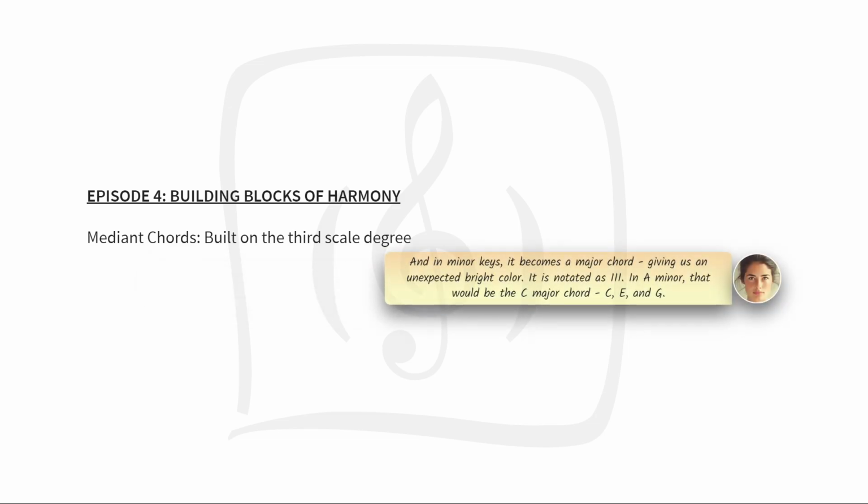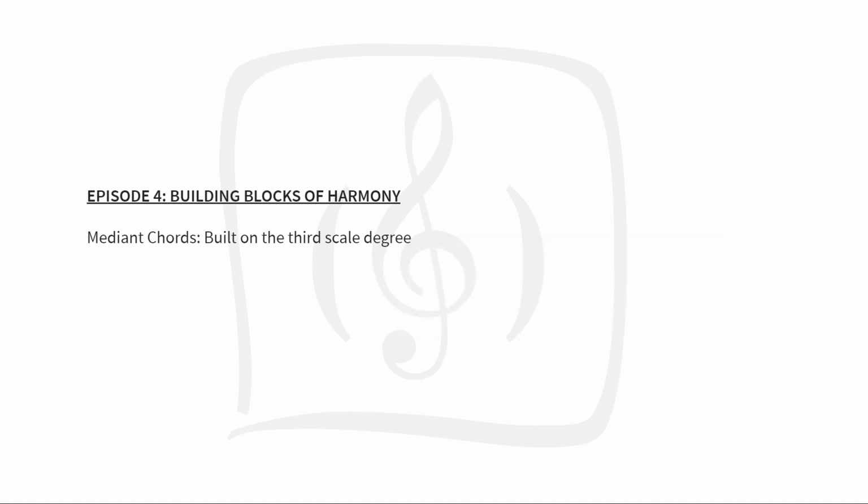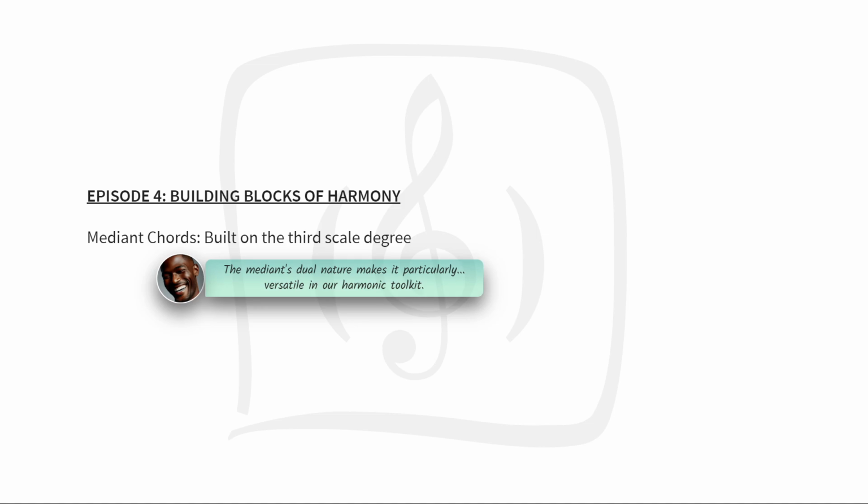And in minor keys, it becomes a major chord, giving us an unexpected bright color. It is notated as uppercase 3. In A minor, that would be the C major chord, C, E, and G. The mediant's dual nature makes it particularly versatile in our harmonic toolkit.